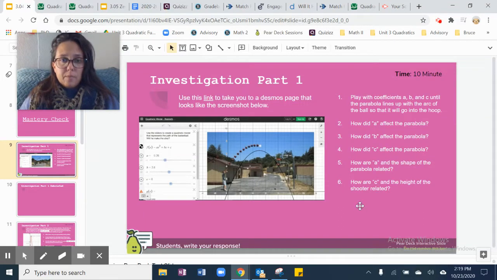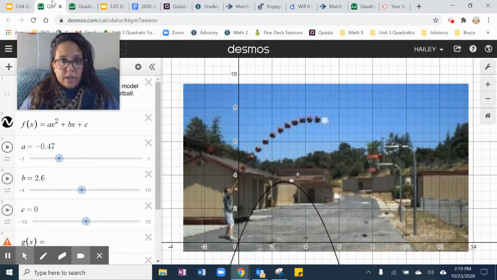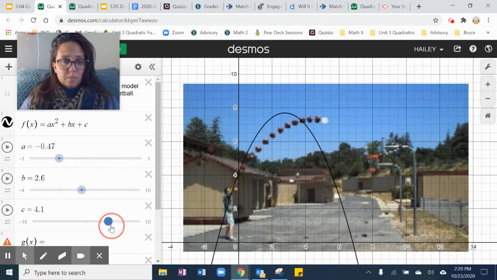So you should have clicked on the link and followed it to this page where you would have been able to play with the a, b, and c of the quadratic function you see here so that the ball goes into the hoop. So when I played around with this, I found that the first thing I should do is adjust my c value to get to 4, because then I'm at the correct starting point.